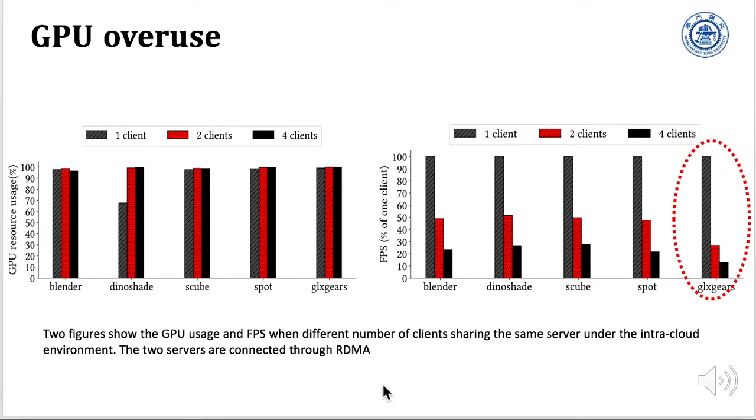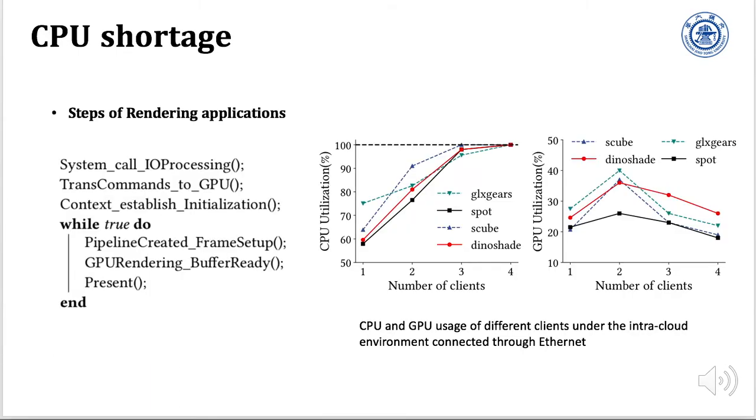For example, we can see that GLs lose more than 70%. Thus, even when the resources are sufficient, there is still some performance interference. Later, we will see why CPU shortage happens, theoretically and practically.